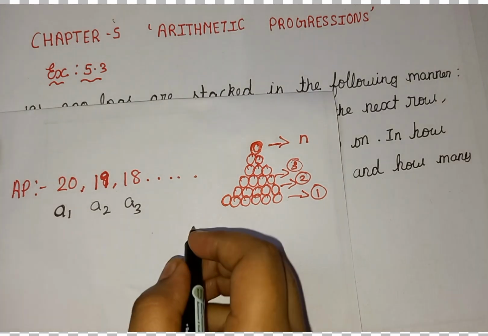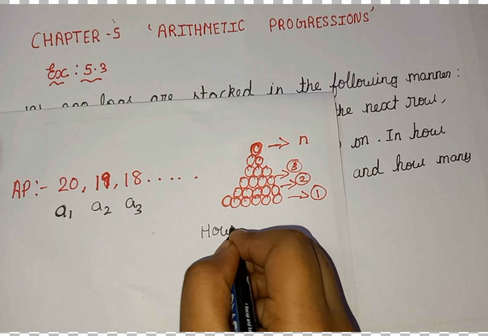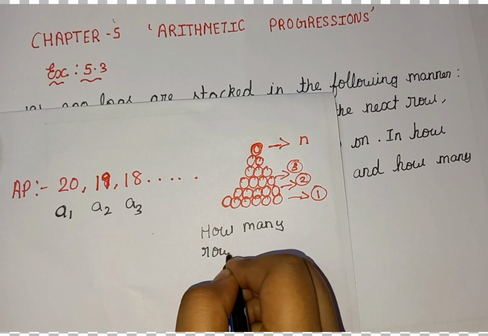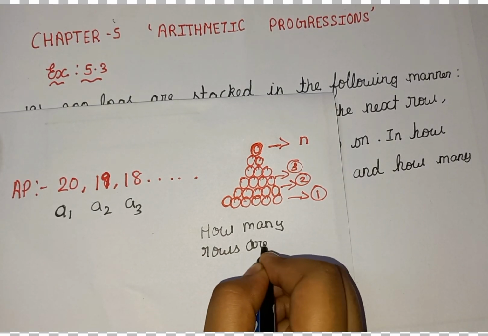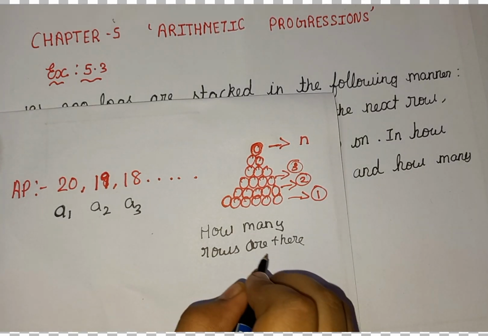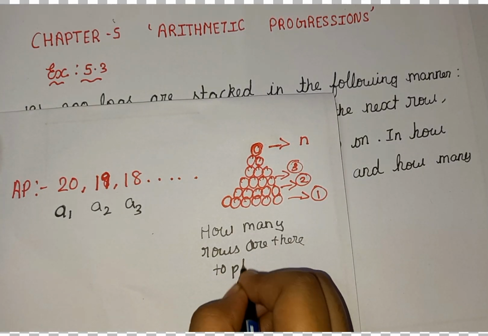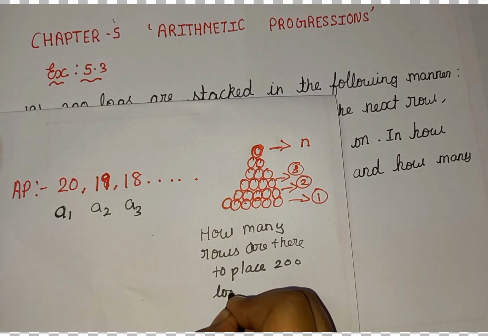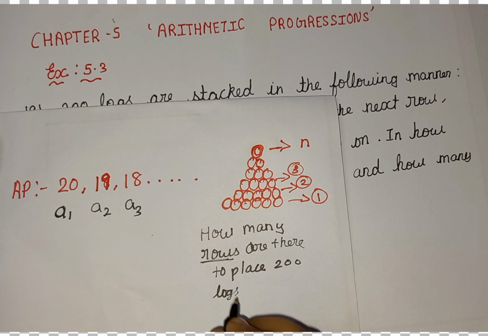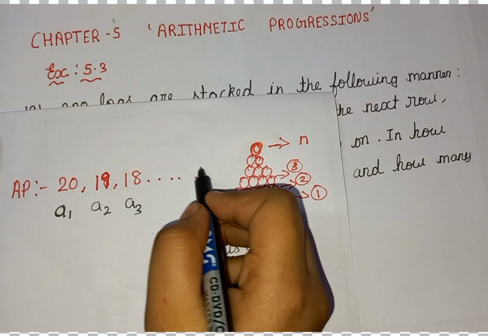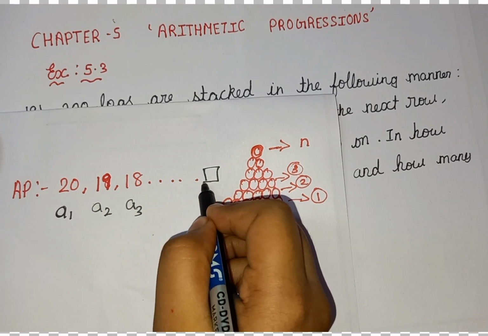So remember, I'll just write it here: how many rows are there? This is one question, and how many rows are there to place 200 logs? So here we don't know the n, and we don't know an.